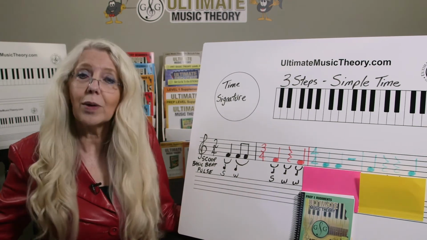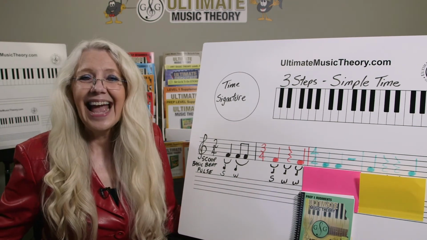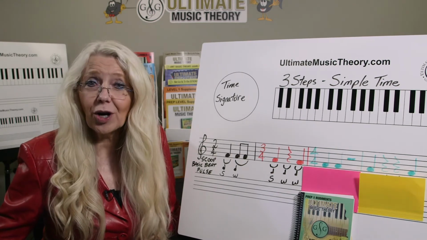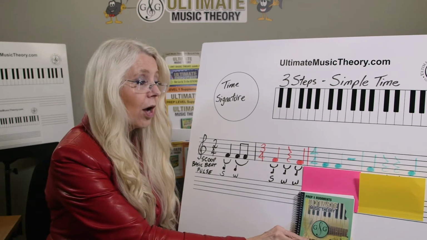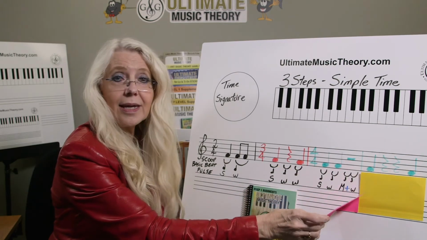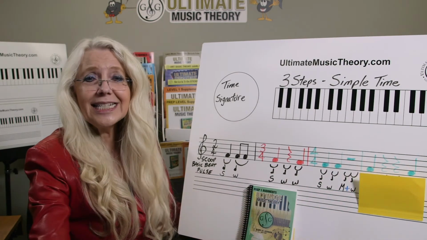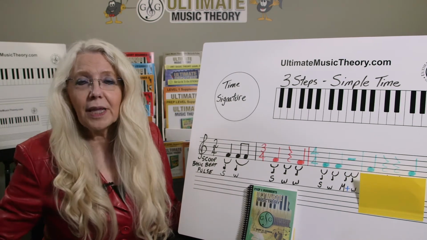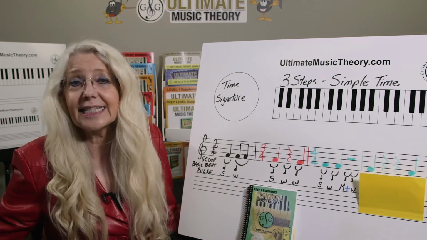It's kind of like a waltz. 1, 2, 3, 1, 2, 3. And when the top number is 4, the pulse is strong, weak, medium, weak. Strong, weak, medium, weak. Now, when teaching music theory, always apply the lesson to the music itself.